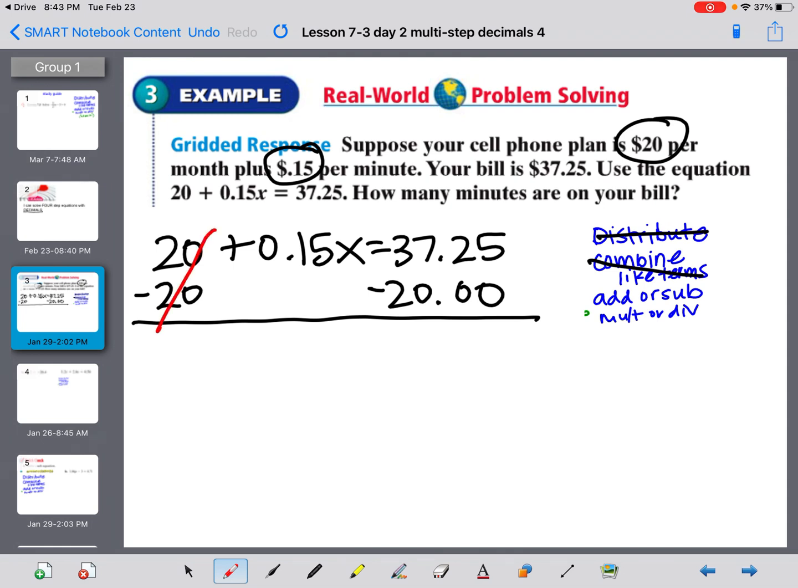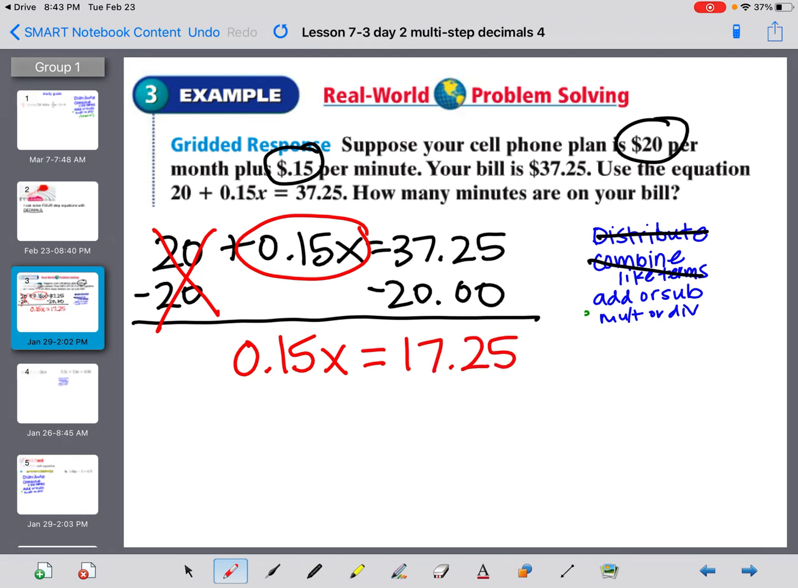Again, I'm getting better at showing you I don't need those 20s anymore. Let's cross them out. Add or subtract, check, did it. Now I'm on multiply or divide. Did you say divide?